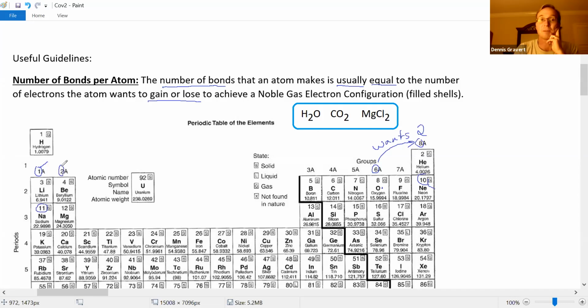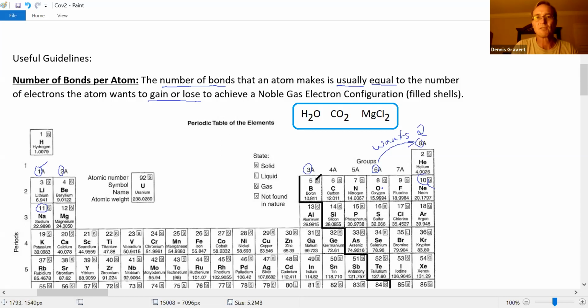Whereas column 2 elements want to lose 2 electrons, so they want 2 bonds. Aluminum comes in with 3 valence electrons. Okay, does it want to pick up 5 more to have 8? No, it's easier to lose 3. So out it goes. So aluminum wants to make 3 bonds. Carbon's in column 4. Okay, do you want to lose 4 or gain 4? Well, 4 is a number. It wants 4 bonds. Whether it's going to lose or gain, we'll get to that when we talk about covalent bonding. But 4, that's it.